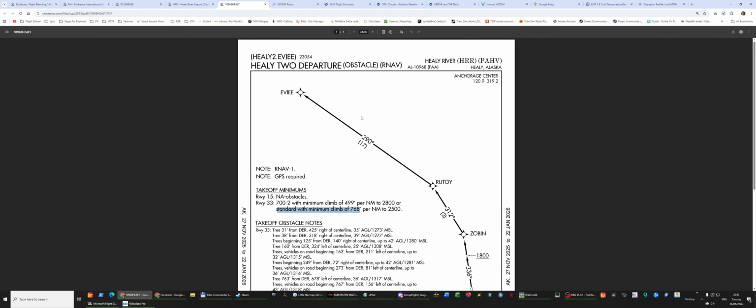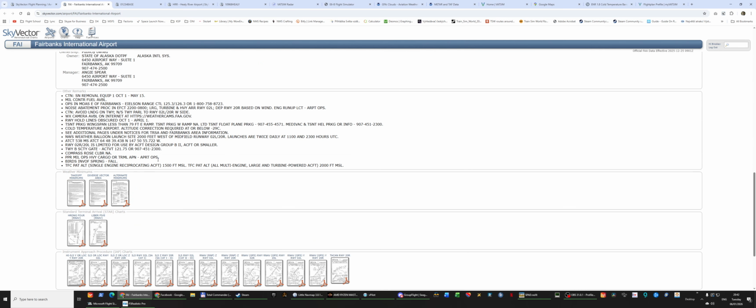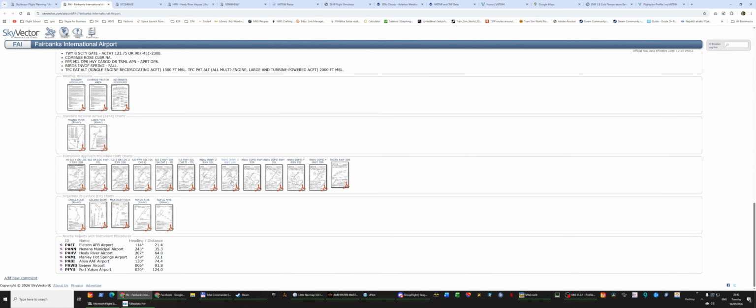All right, great. Now, if I look at the Fairbanks International, this is also a cold temperature airport, and I don't know if it's mentioned here, but it's definitely mentioned at the approach plate.